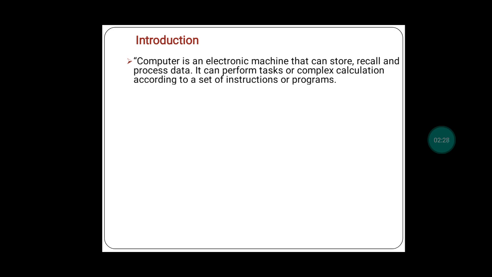Another definition we saw last year is that it can accept input through our input devices like keyboard and process the data, whatever data we have given, and finally it is going to give us output on the output devices like monitor or printer. Now we will see some of the terminologies which are related to the computer.